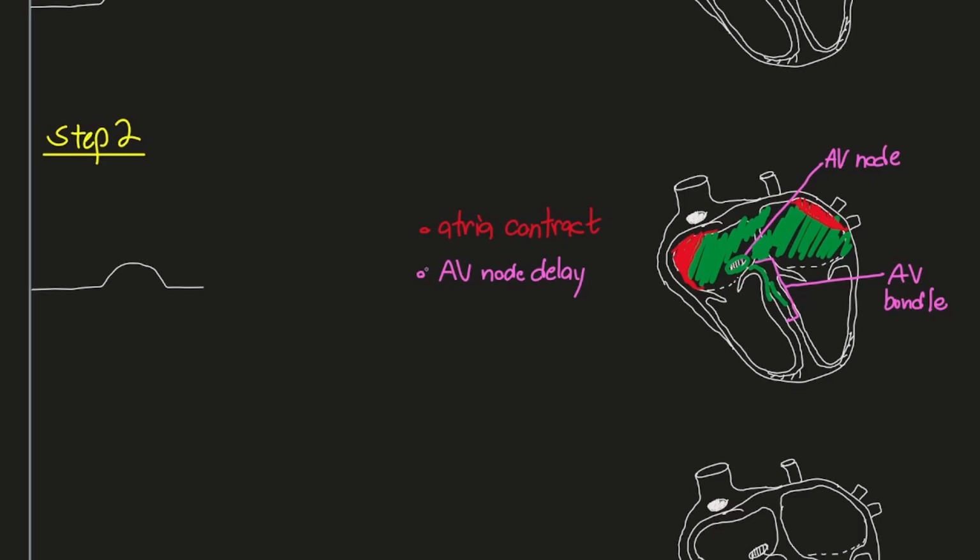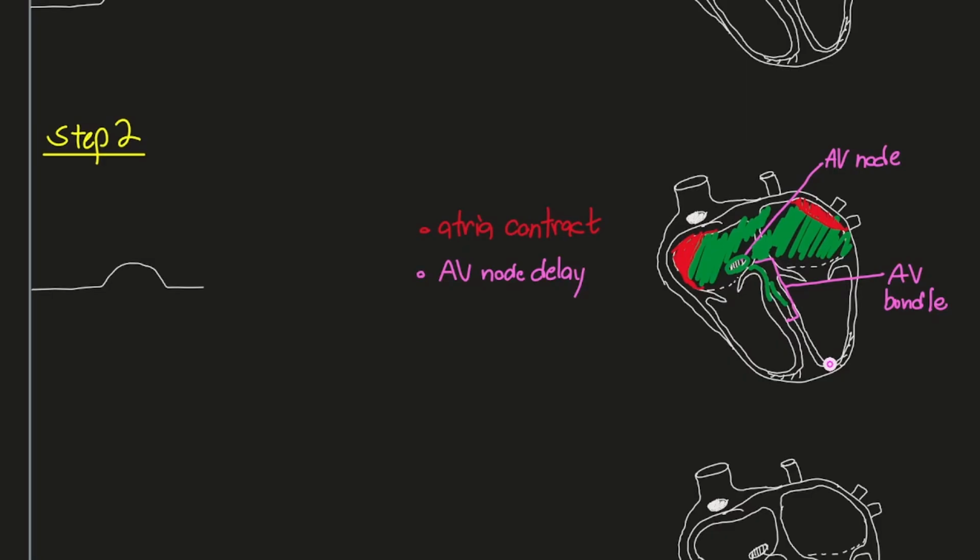Now the second thing is our AV node delay. So why do we want an AV node delay? Well, having this AV node delay ensures that both our atria have enough time to contract and completely empty their blood into the ventricles before the ventricles begin to contract. If we don't have this AV node delay, what might happen is that not all the blood from our atria will actually go into our ventricles, which will lead to less blood being sent to the lungs or out to the body, which is not good.